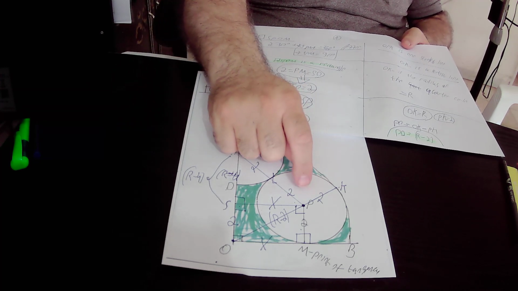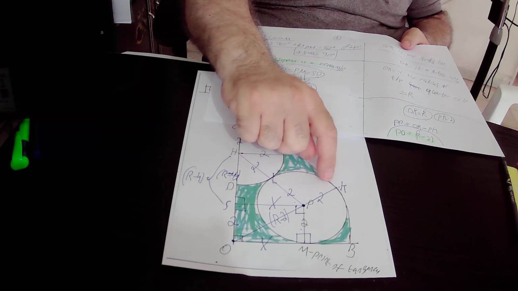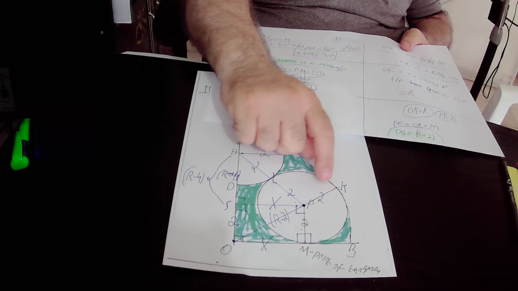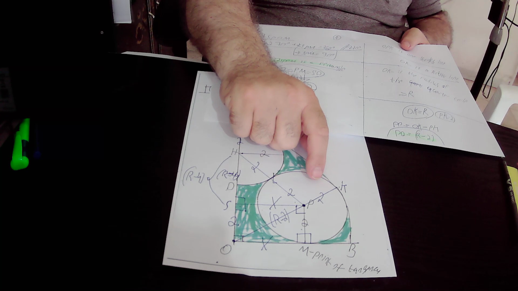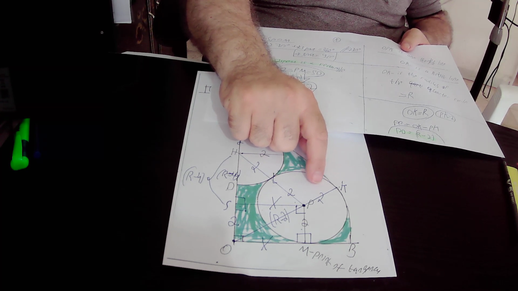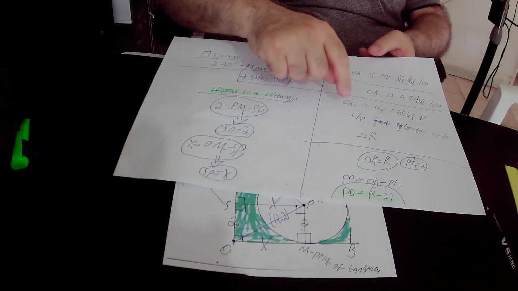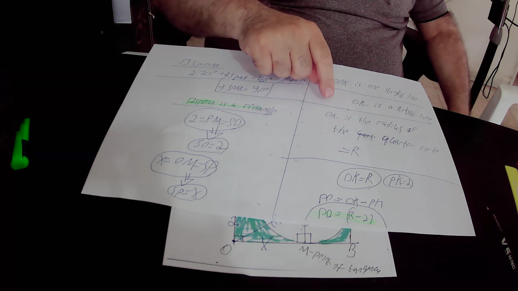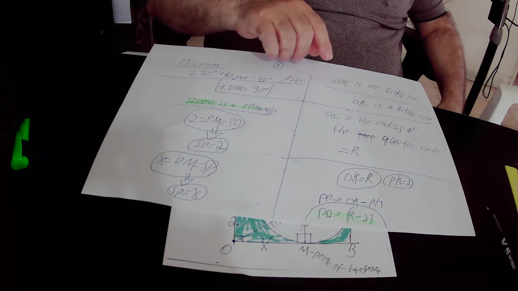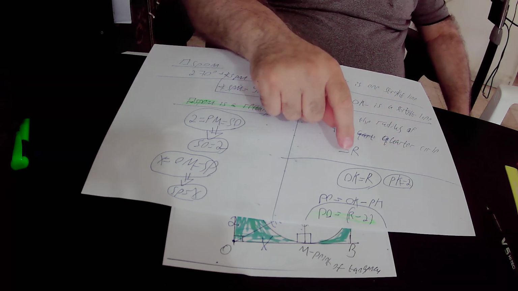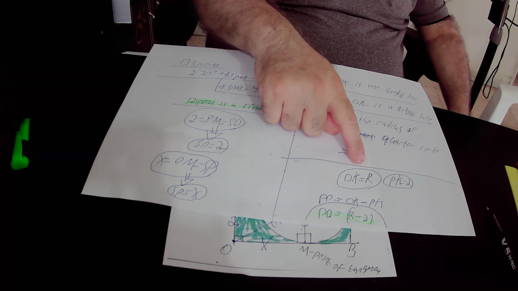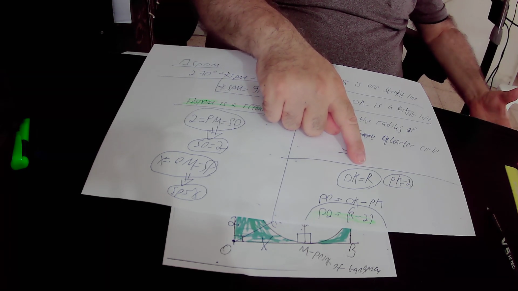Here, point P is the center of the circle. Point K is a point on the circle itself. That is to say, PK is the radius of this circle, which is equal to 2 units. So here we found out that PK equals 2 units. OK is the radius of the quarter circle, which is equal to capital R according to our definition.